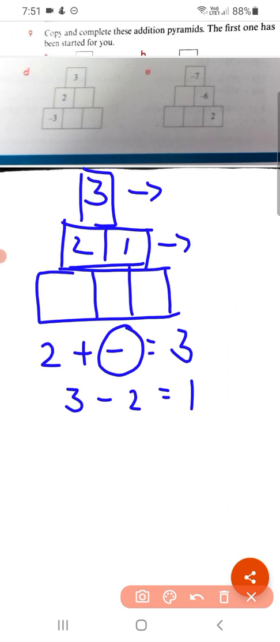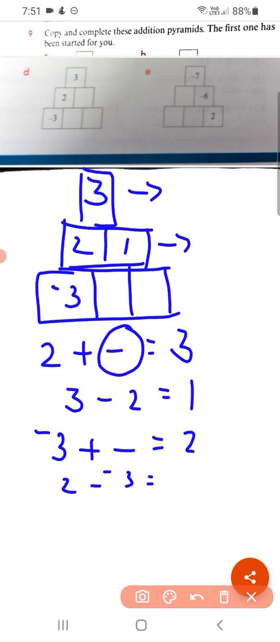Now coming to the last row. Last row, the first number is negative 3. Negative 3 plus a number is equal to 2. That is, 2 is the sum of negative 3 and a number. So to find the number, we have to subtract negative 3 from 2. Follow the rules, children. 2 plus 3, which is equal to 5. So in the last row, the second number is 5.